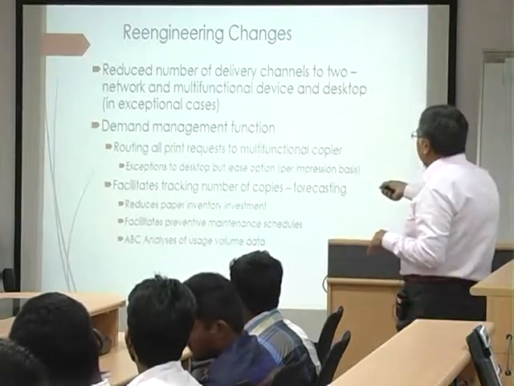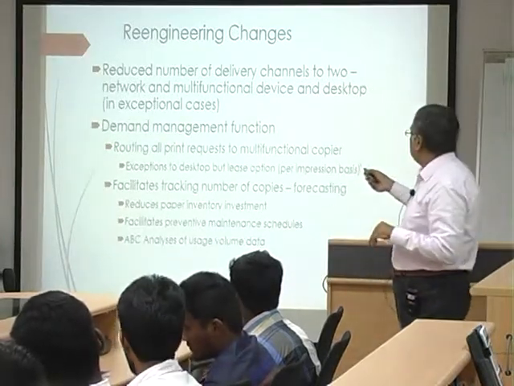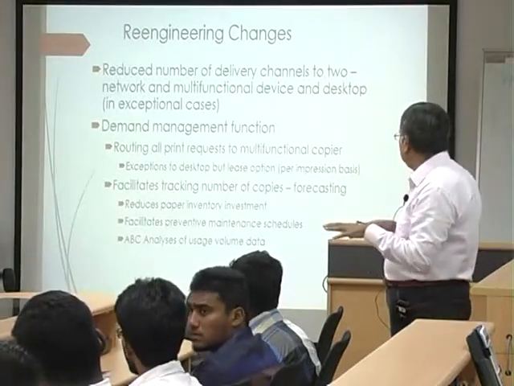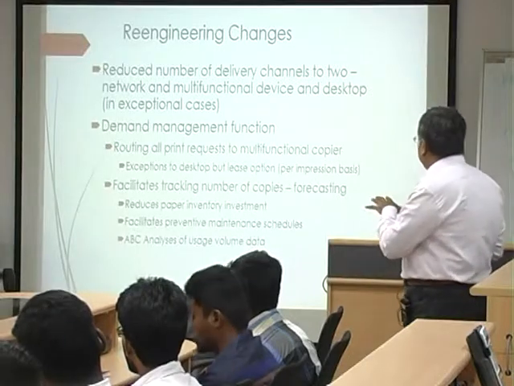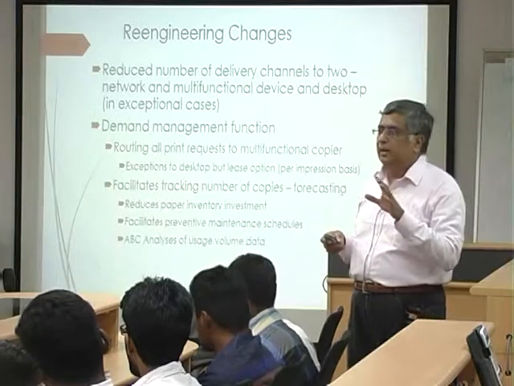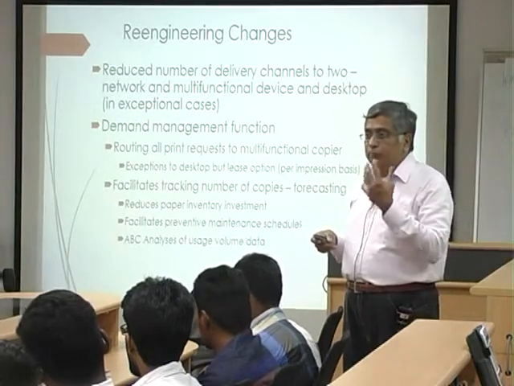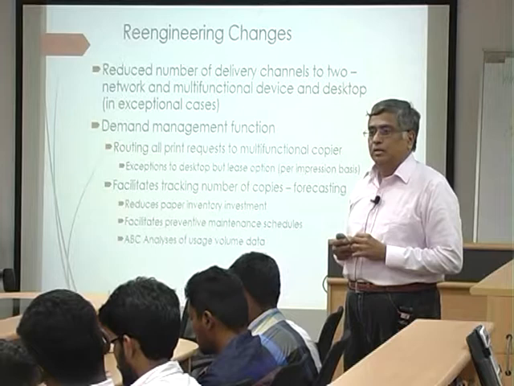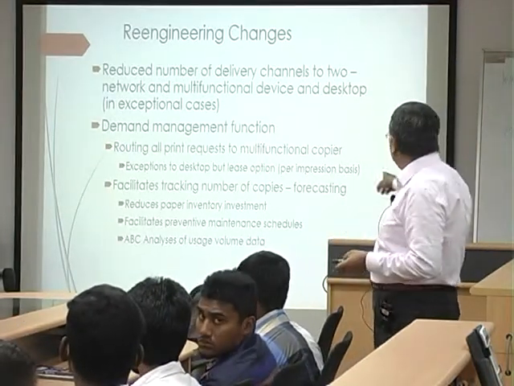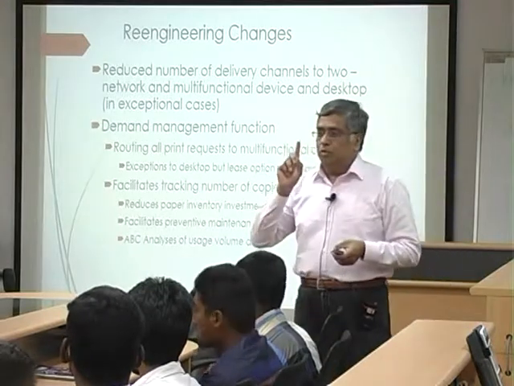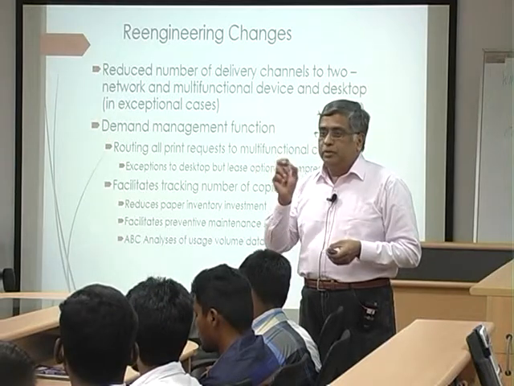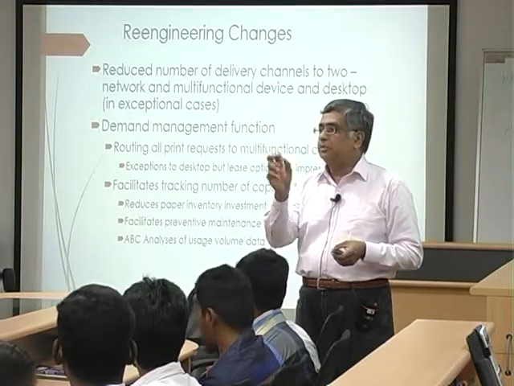The demand management function paid off in many ways, because now you would be able to route all the print requests to a multifunctional copier, and exceptions would go to the desktop. But it was interesting, they contracted with their printer supplier to not buy the equipment, but to lease it. They leased the printers. And here's another example of activity costing. The amount that you paid was not a fixed amount. The amount you paid for your printer was based on a per impression basis.